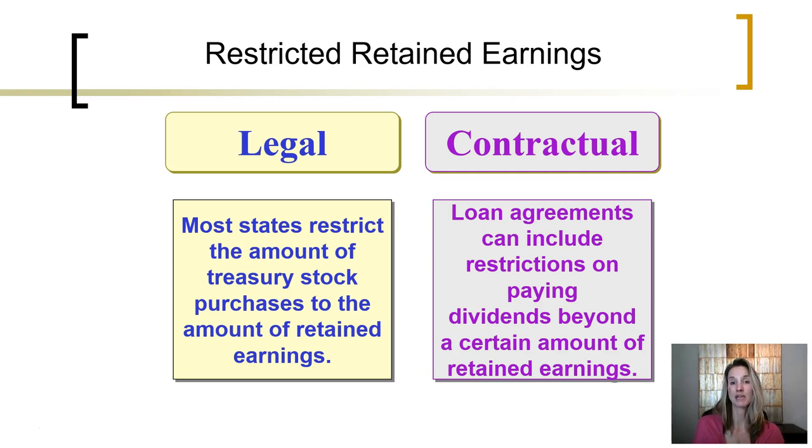There also might be contractual restrictions on retained earnings. Loan agreements can include restrictions on paying dividends beyond a certain amount of retained earnings. This is a fail-safe for creditors because they don't want a corporation to pay out all of their accumulated profits in dividends in the event they go out of business and liquidate, leaving nothing to pay creditors.